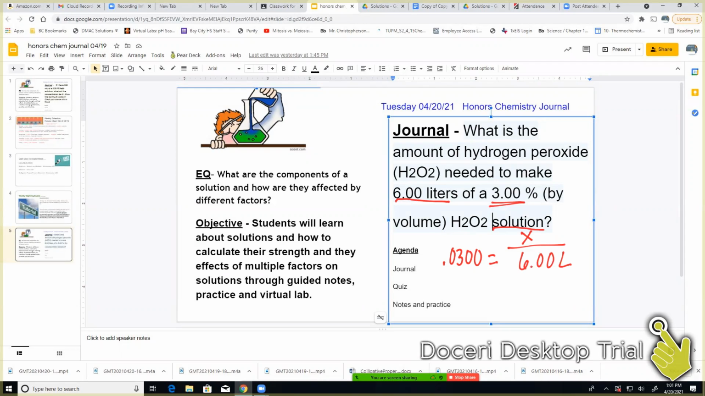So we just do point, bring it up here. So 0.03 times 6 gives us 0.18. And I'm going to add a 0 because I need 3 sig figs. And it's the volume. So since my other volume isn't liters, then this one would be in liters.